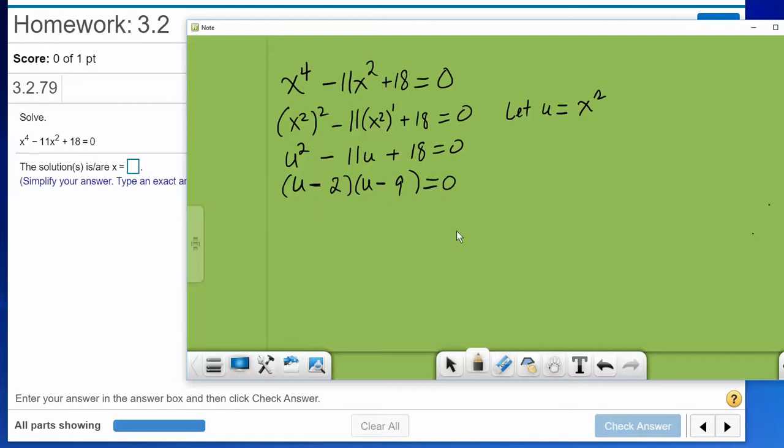And now we're going to solve each of these. U minus 2 equals 0, or u minus 9 equals 0, using the zero product principle. All right, so we're just going to add 2 to both sides. So u is 2. Okay, that one's done. And then this one, we're going to add 9 to both sides. So u is 9. And then you got to remember, we're not solving for u, we're solving for x. So you got to substitute back. U is x squared.